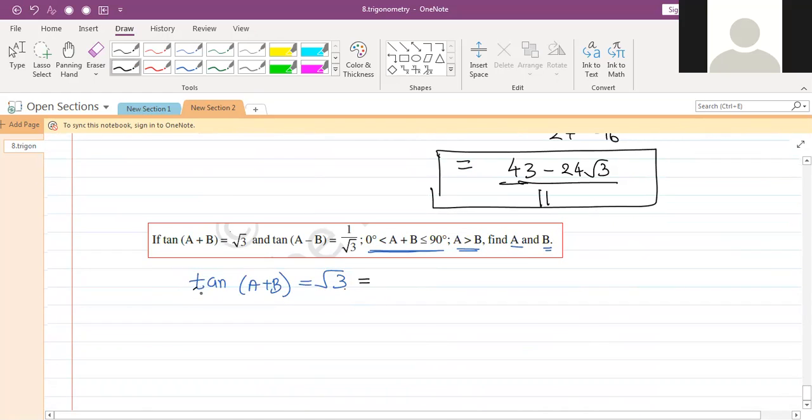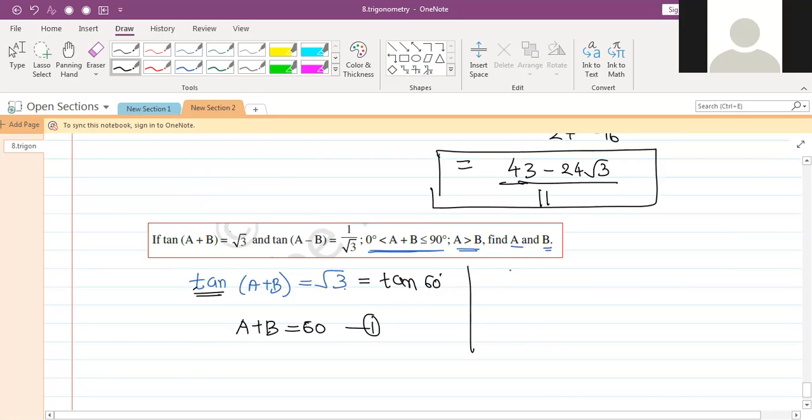Because why I use tan here, because in this one the ratio tan is given. Understand? Yes, sir. And therefore here I can use tan 60. Now both side tan cancel. Okay, and therefore we can write a plus b is equal to 60. So this one is my first equation.